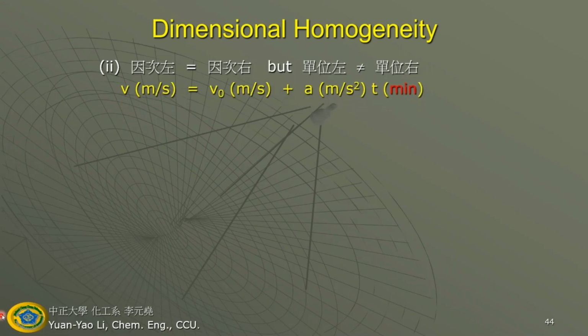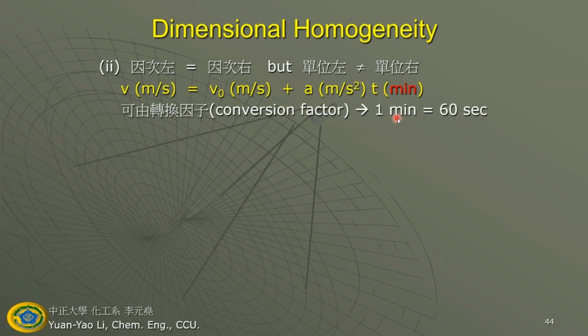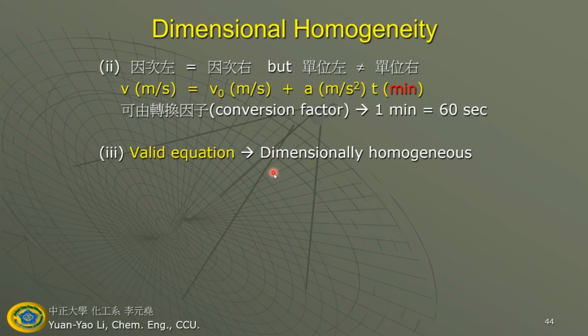So what happens if I say, well, professor, what happens if we have the same dimension but different units? This t represents the time, right? So can I use minutes here instead of seconds? Yes, we can, because if you have a conversion factor, you can convert minutes to seconds. So as long as the dimension is the same, it doesn't need to be the same unit. Different unit but same dimension. Okay, so a valid equation is dimensionally homogeneous.